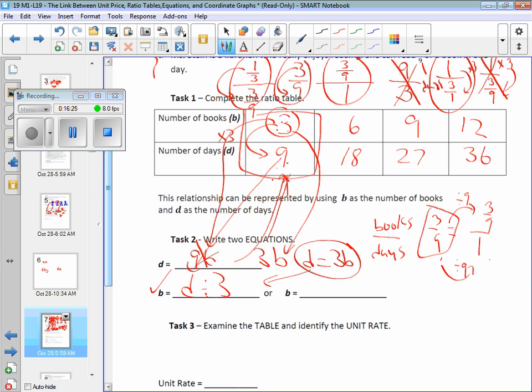Always test it. Always test it. And by the way, that's the same as D times 1/3 or 1/3 D. Tomorrow we're going to take even a bigger leap. Exit ticket 18 is your homework, don't forget.